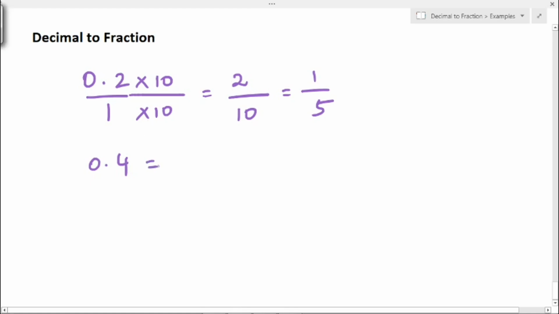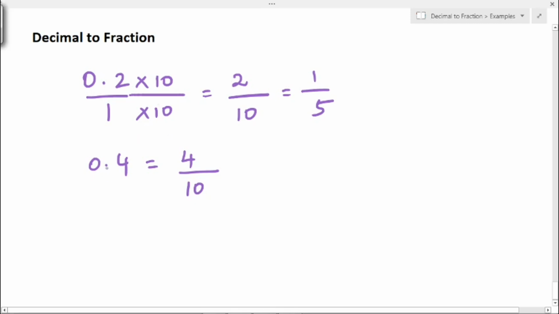So we have 0.4. Now we have to write the 4 in the numerator, and divided by, after the decimal point we have only one number, that is 4. If we have one number, we have to divide by 10. If we have two numbers, we have to divide by 100. If we have three numbers, we have to divide by 1000, and so on.